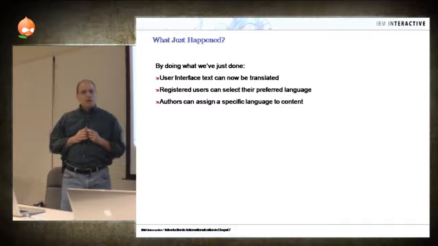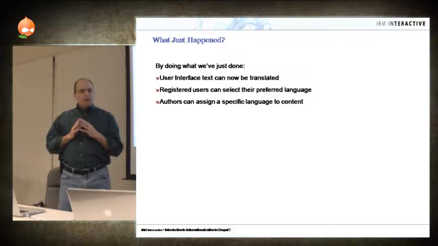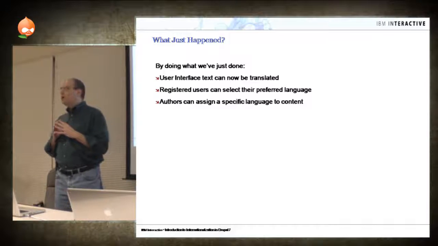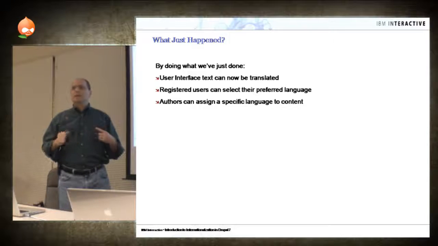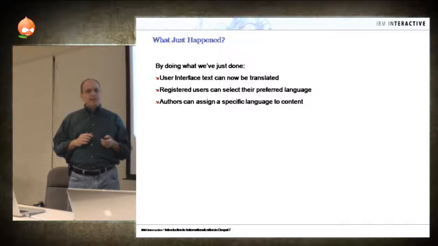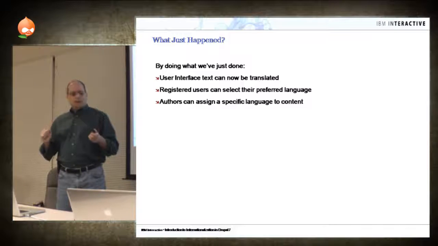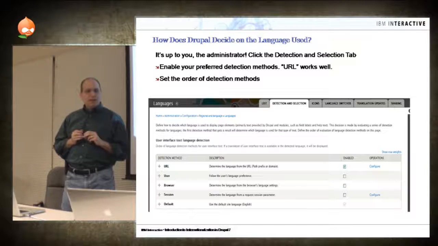Okay. So what just happened when we added that language? We've enabled the user interface to be translated. If you go to the administrative UI, you won't see any translations yet, but you've set it up to be translated. Registered users can select their preferred language now, and authors can assign a specific language to content. Again, this is all potential. You really haven't seen anything yet, though. You still have to make some more administrative changes.